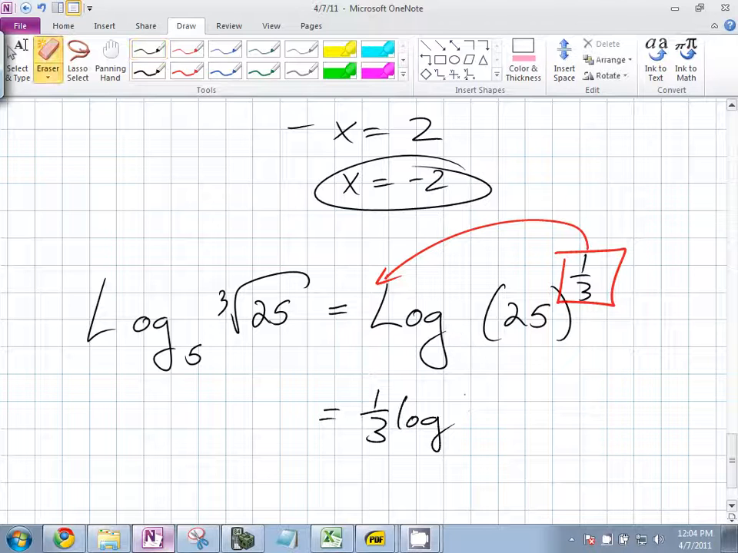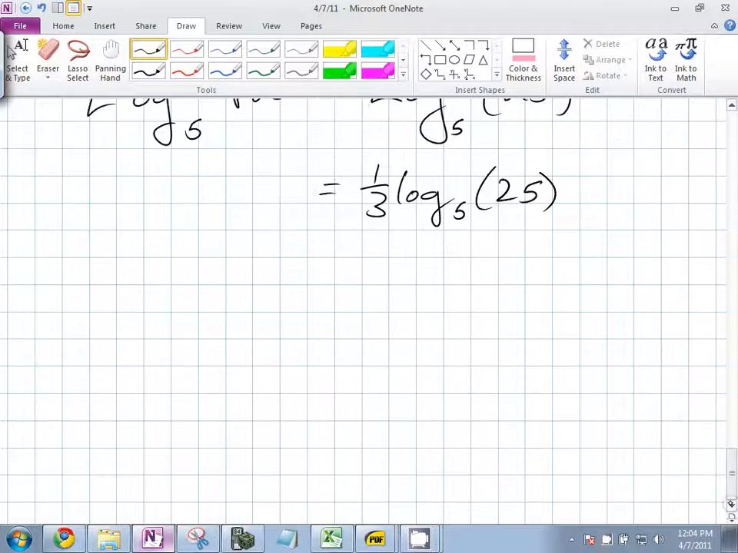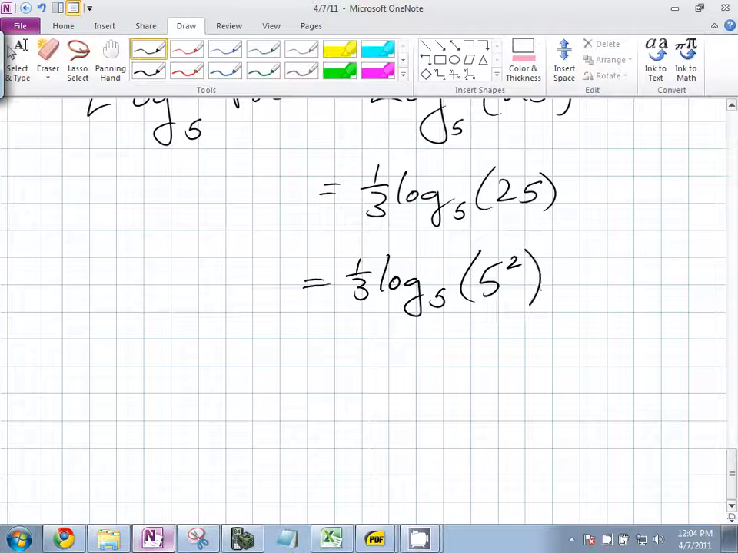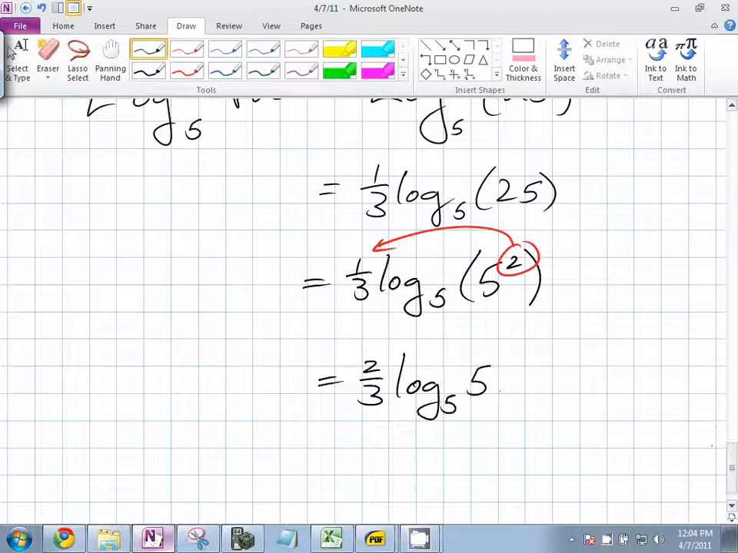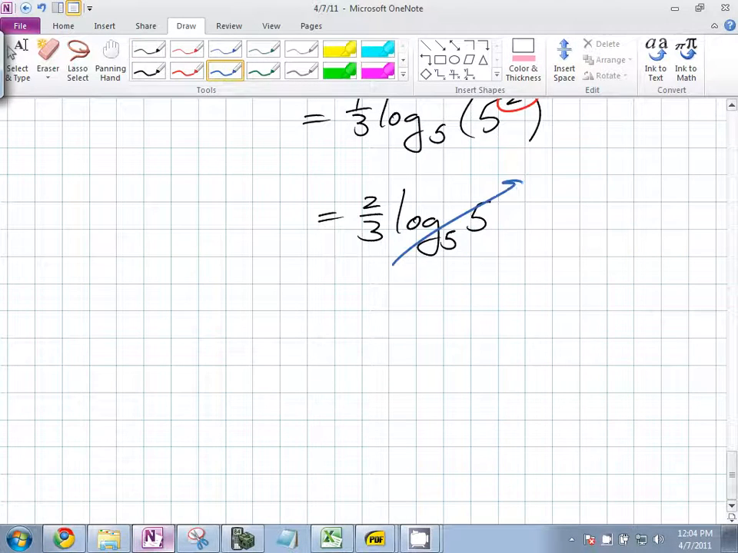Not base 3, I'm sorry. Base 5 of 25. But do you see a number in there you want to write a little differently? What number do you see that you want to rewrite? 25, someone said? What is 25? What can you do with the 2? Same thing. So what does it turn into? Log base 5 of 5. What is log base 5 of 5? So what's the answer?